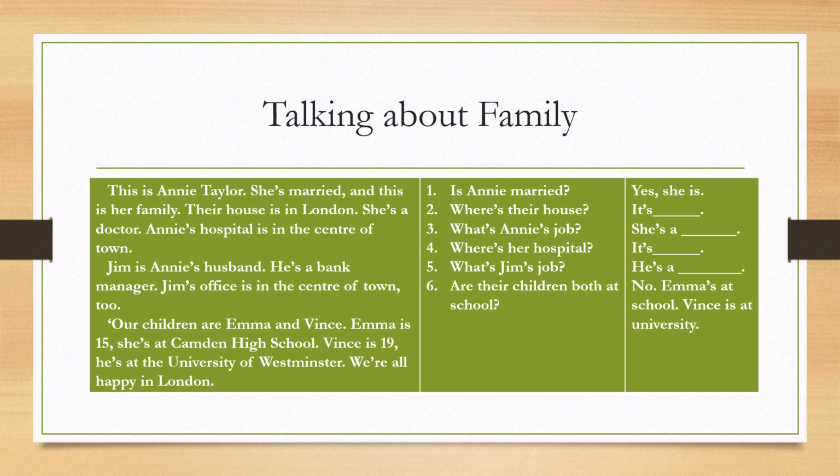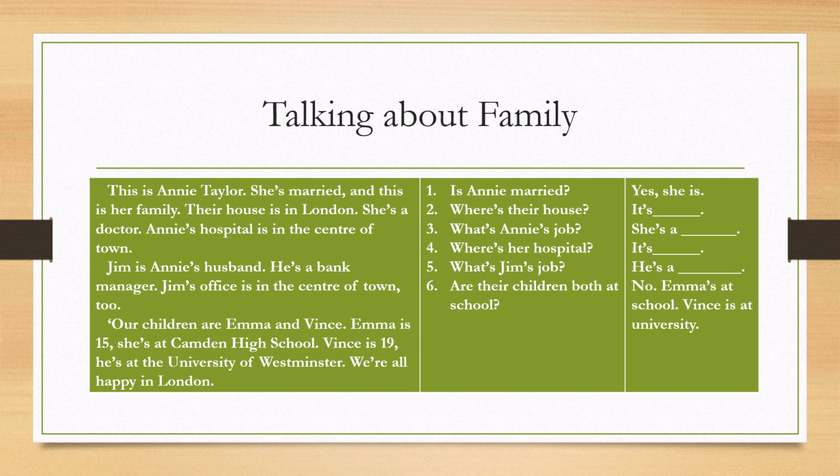Talking about family. This is something you can do on your own as practice or with another classmate. This is Annie Taylor. She's married and this is her family. Their house is in London. She's a doctor. Annie's hospital is in the center of town. Jim is Annie's husband. He's a bank manager. Jim's office is in the center of town, too.